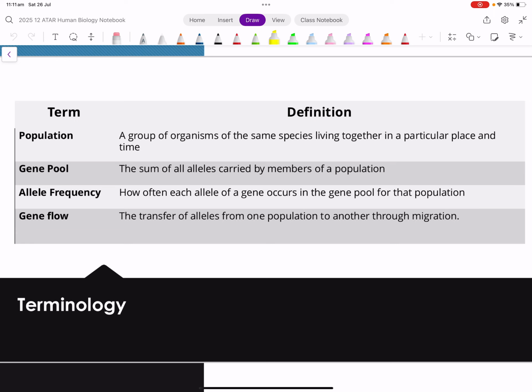Firstly, population. This is a group of organisms, so living things of the same species that live in a particular place at a particular time. Secondly, a gene pool is the sum of all alleles carried by members of a population. So not one individual, but every member of that population. The allele frequency is a term used to denote how common each allele of a particular gene is within a gene pool in comparison to others, and gene flow refers to the transfer of alleles from one population to another, and that largely occurs through the process of migration.